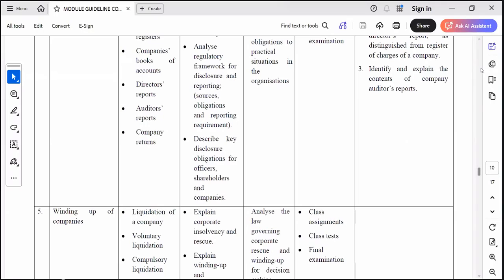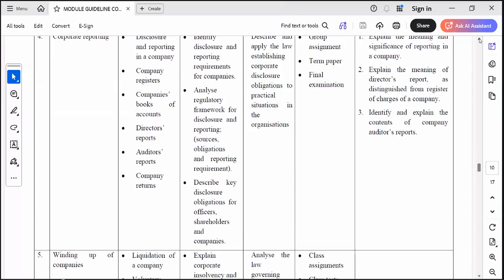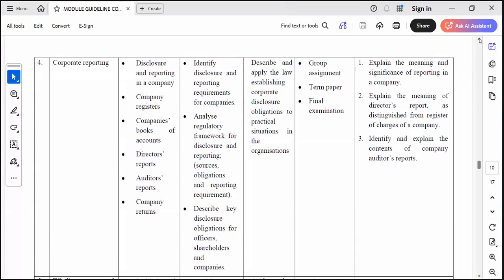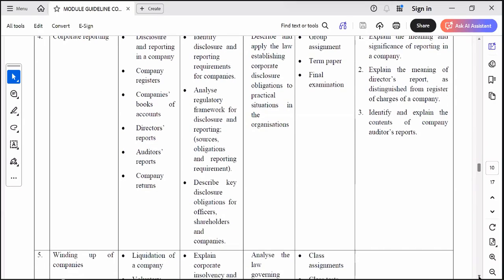The fourth topic was on corporate disclosure. As you can see it, I think it is here. That is what we did last time. We looked at the disclosure and reporting in a company. What is it that is supposed to be disclosed? To which authorities are we disclosing? I think it is one of the questions that was asked in your test, if I recall correctly. Company registers, company books of accounts, directors' reports, auditors' reports, and companies' returns. We looked at all these as part of topic number 4.